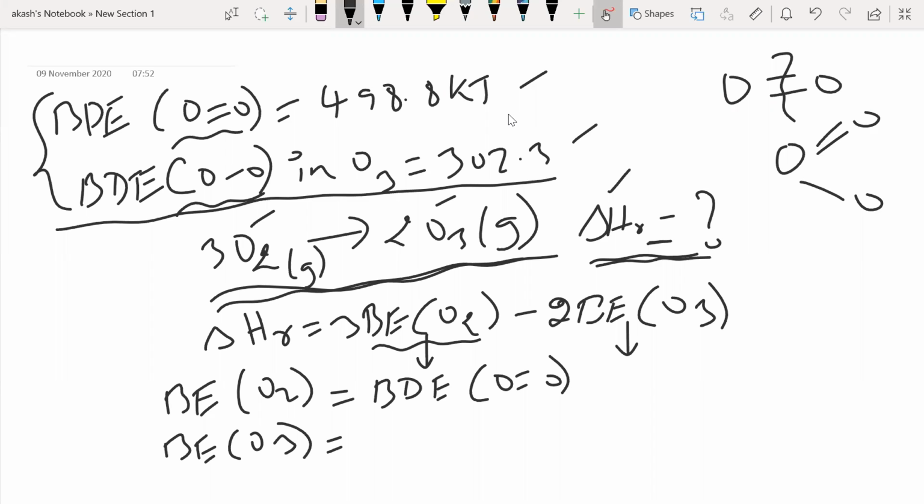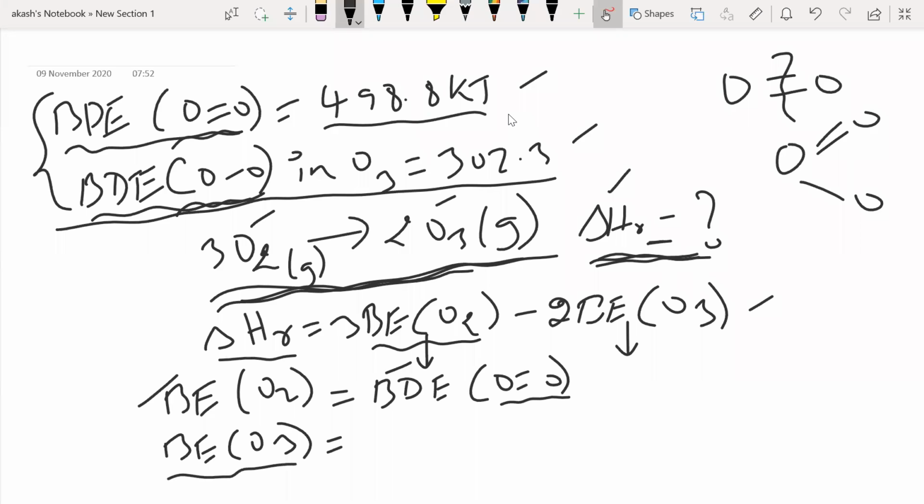Oh, nothing. Bond dissociation energy of O double bond O is some number, and bond dissociation energy of O single bond O is some number. They have given the question for this reaction, find out the enthalpy of the reaction. We wrote enthalpy of the reaction in terms of bond enthalpy of reactants minus bond enthalpy of products. Now we wrote bond energy of O2 as equal to bond dissociation energy of O double bond O. What I am asking is bond energy of O3.